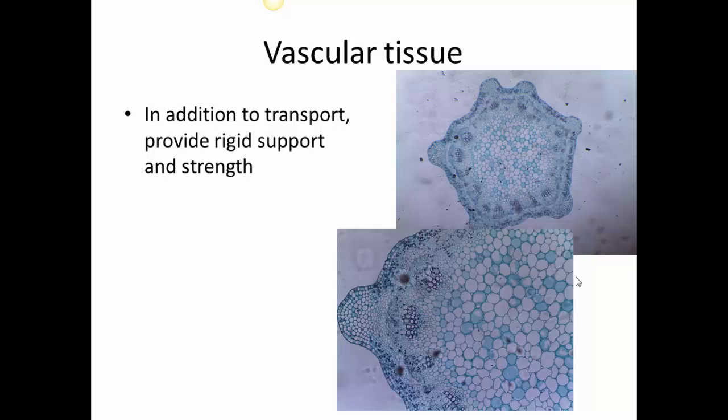These are a couple of micrographs of a plant stem where you can clearly see those bundles, the vascular bundles. Here the vessel elements are stained red, and I wanted to point out that the vascular tissues not only provide transportation of water and other molecules around the plant body, but they're also really tough cells that provide the plant with rigid support and strength. So the wood of plants is made up of xylem cells. It's really tough material.